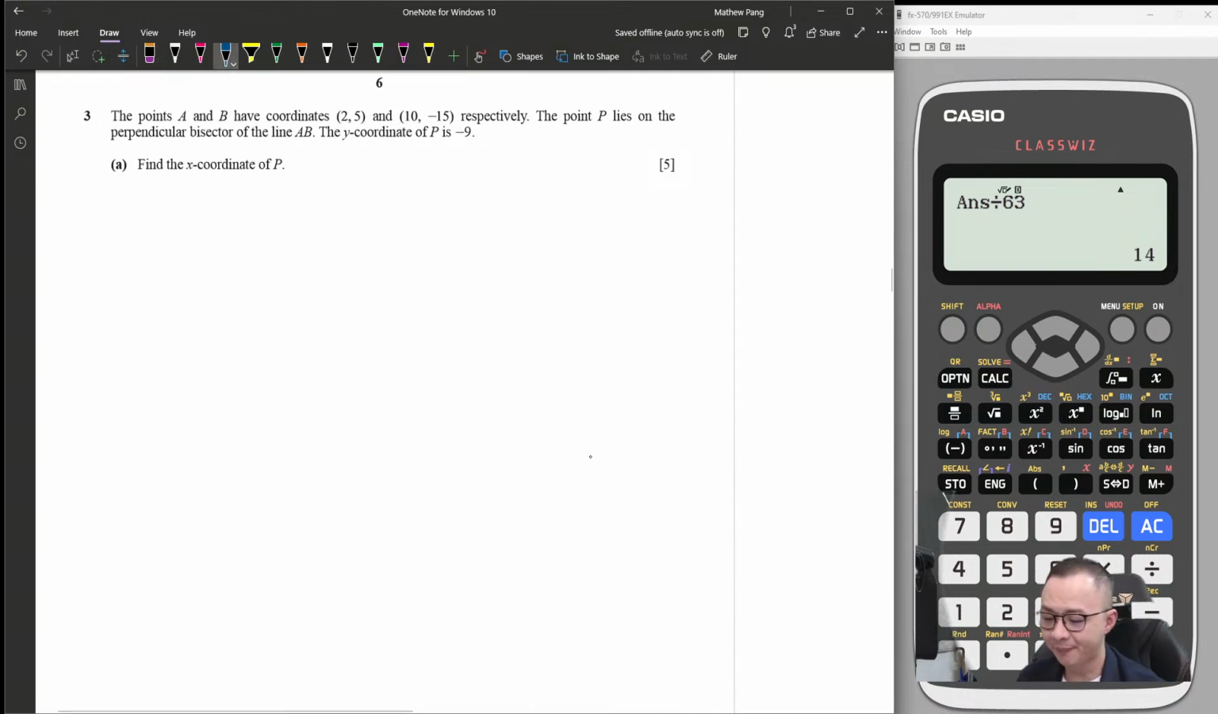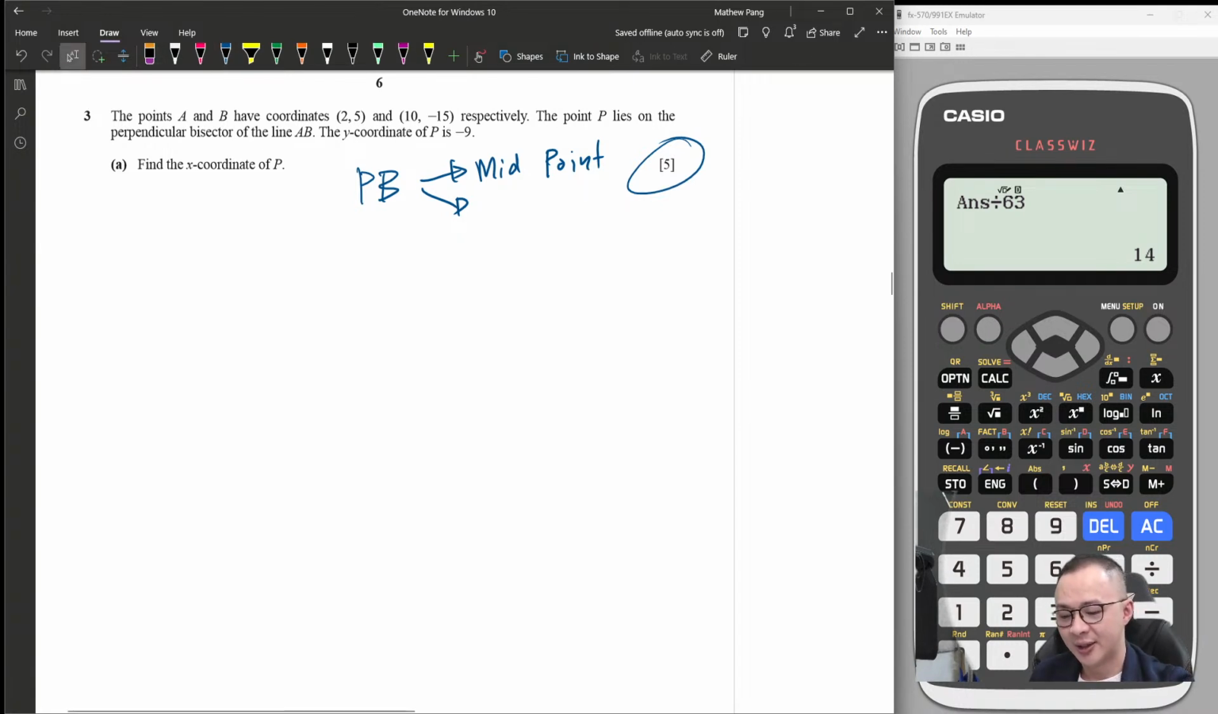Okay, question 3. Point A and point B are two different coordinates. P lies on the perpendicular bisector of AB. The y of the P is -9. They ask us to find the x of the P, and they give us like 5 marks. So first thing we need to do, perpendicular bisector. Remember, whenever we want to do the perpendicular bisector, we need to find two information. First, we need to find the midpoint. Then we will need to find the M2.